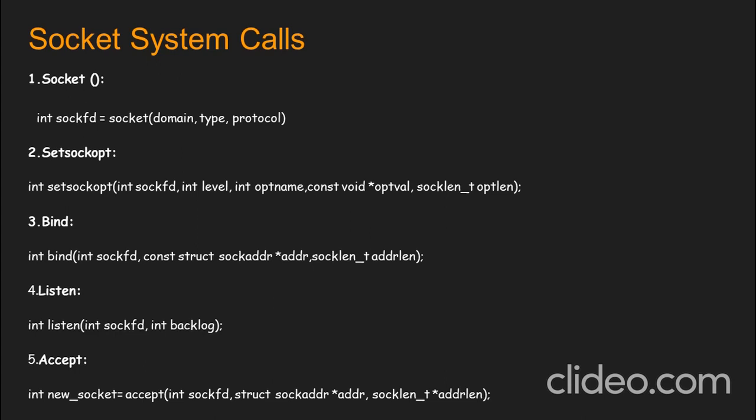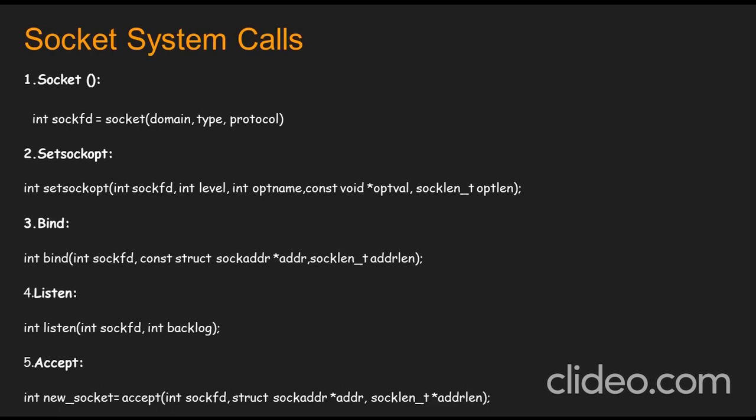And the next system call is bind. After the creation of the socket, the bind function binds the socket to the address and the port number. Then listen puts the server socket in the passive mode, where it waits for the client to approach the server to make a connection. The listen system call takes the parameters socket FD and backlog.